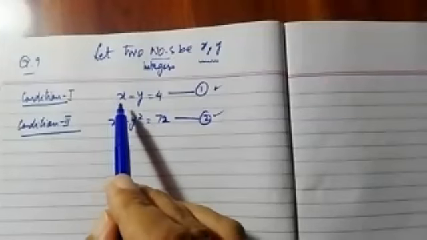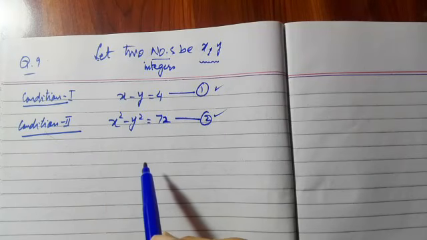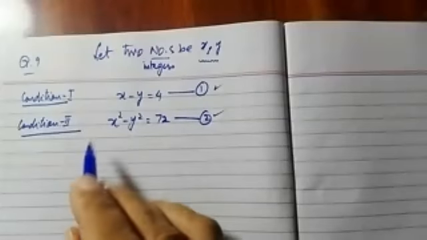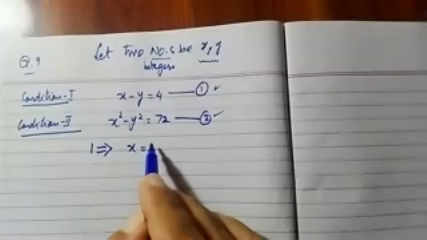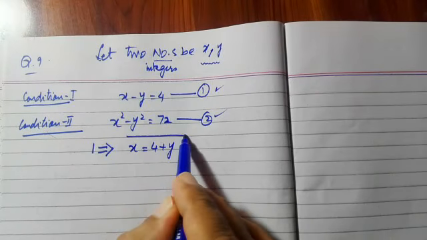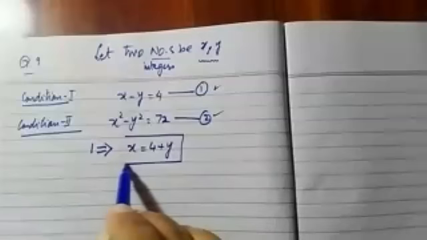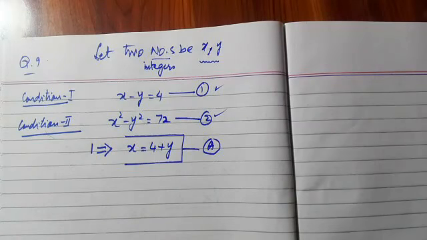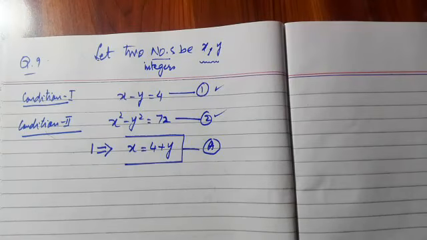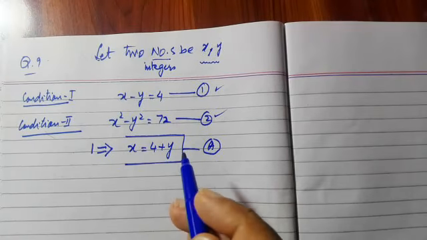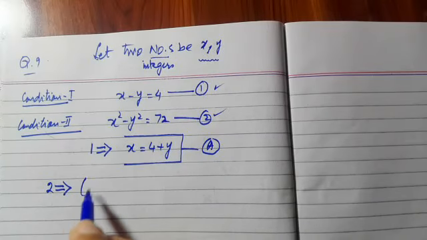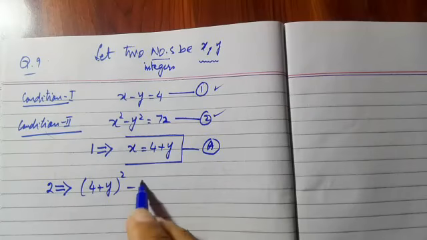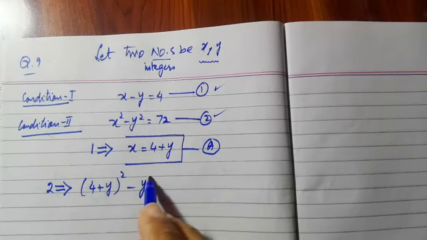So how will I proceed? I will take the first equation, that x equals to 4 plus y. I am deriving the value of x from the first equation and I will put it into the second equation. Let's suppose this is equation number A. x equals to 4 plus y, and you name it as equation number A. And you put it in equation number 2. So I'm writing equation number 2 and employing that. Where there is x, I will substitute 4 plus y. So this is (4 plus y) square minus y square equals to 72. So I have substituted in equation number 2.